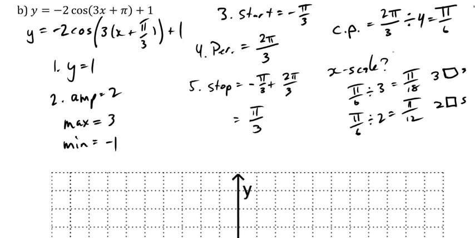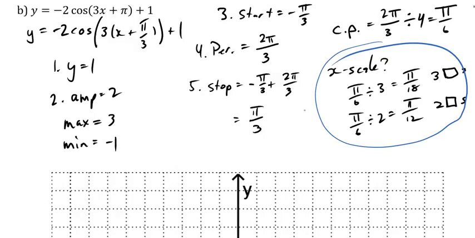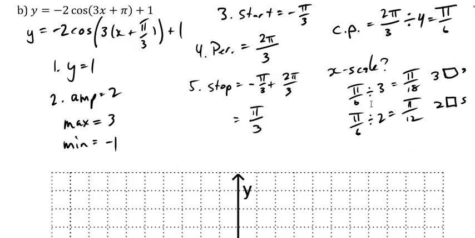Okay, and then I take that, and here's where I do my x scale. So I thought about this. I could do 3 squares. Every 3 squares divide by 3. That would give me pi by 18. But then you look at pi by 18, you're like, I don't know what that means. I don't know what I'm supposed to do with the pi by 18. Don't overthink it.